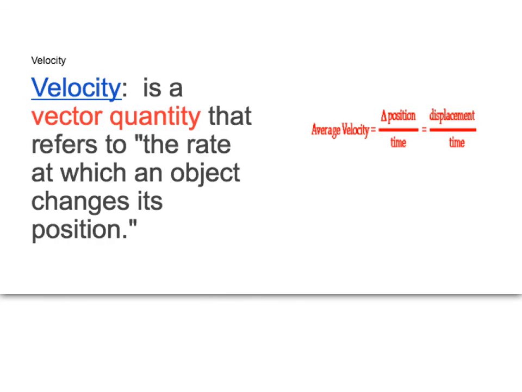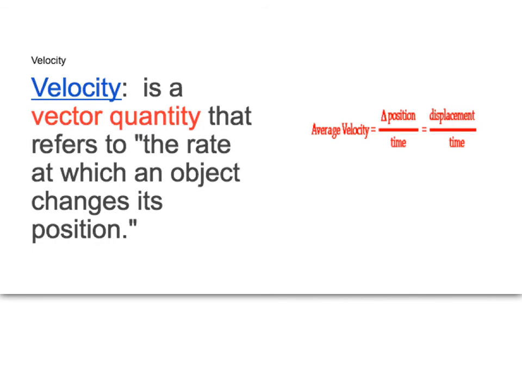The last term that we need to know about is velocity. Now velocity is a vector quantity, so again vector means we have size and direction, that refers to the rate at which an object changes its position. Now where have we heard that term before? Where have we heard change its position?